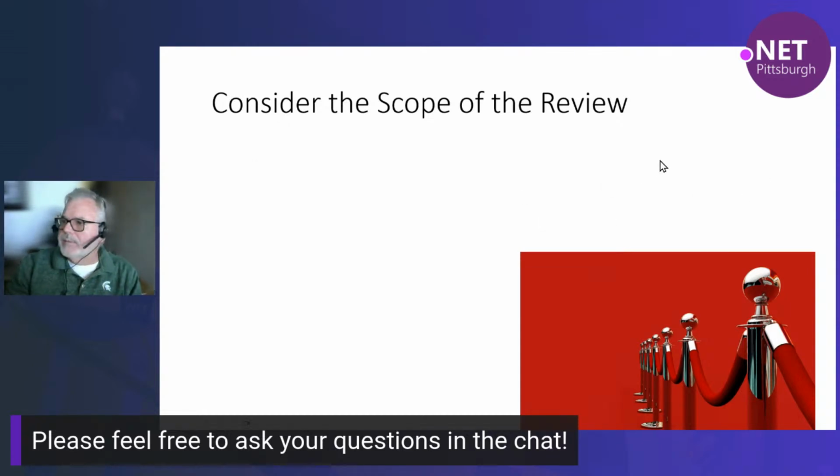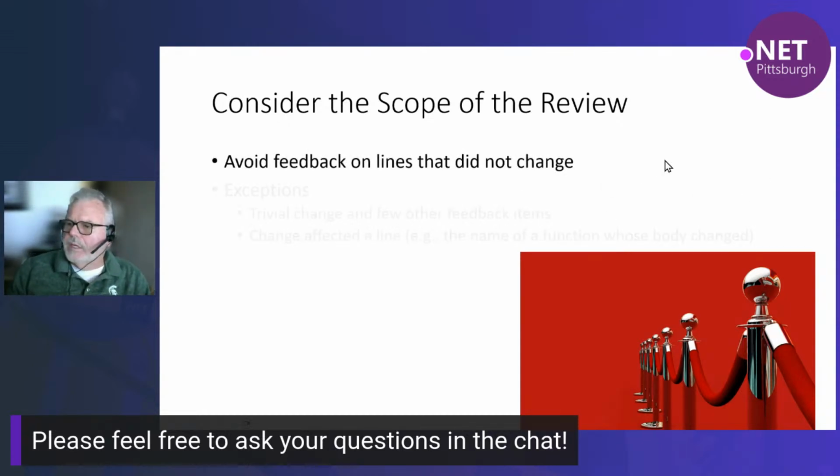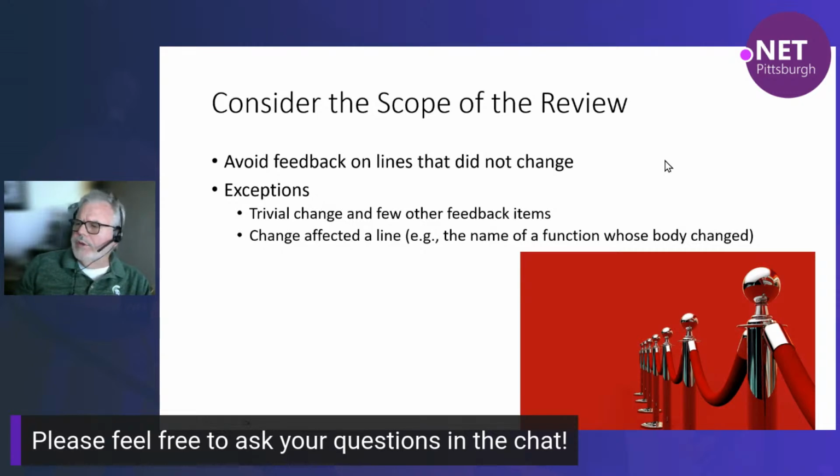Now, there are exceptions to this. For example, if it's a really trivial thing, you happen to notice that the line above it has a misspelling, it'll take them 2 seconds to change that. That's okay. You can do it. Or sometimes there is a change in one part of the code that affects another part of the code. For example, maybe you change the body of a method and now it does something different, and the name of the method should be changed to reflect this new thing that it does. So there are a few exceptions, but generally, by and large, review only those things that are part of this particular change set.